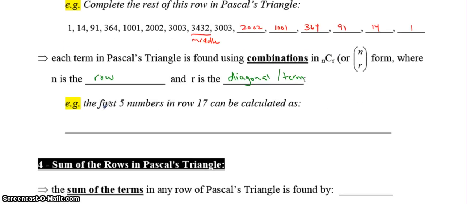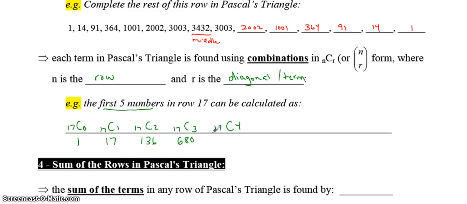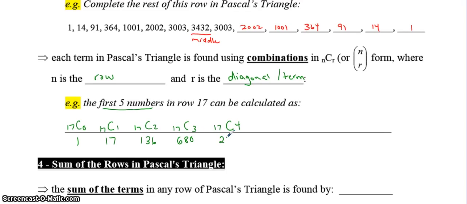So if you wanted to find the first 5 numbers in row 17, you would calculate 17C0 for the first term, 17C1 for the second, 17C2 for the third, 17C3 for the next one, and lastly 17C4. And those numbers would be 17C0 is 1, 17C1 is 17, 17C2 is 136, 17C3 is 680, and 17C4 is 2380.